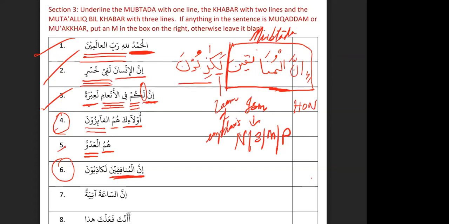Kadibun. What is kadibun? Ism. Rafa, plural, masculine, and common. And what bucket will this be? Khabar. Yes, this is khabar. This is informing about the munafiqeen. So how many lines would be there? Two lines. Exactly. So indeed, the hypocrites surely are liars.